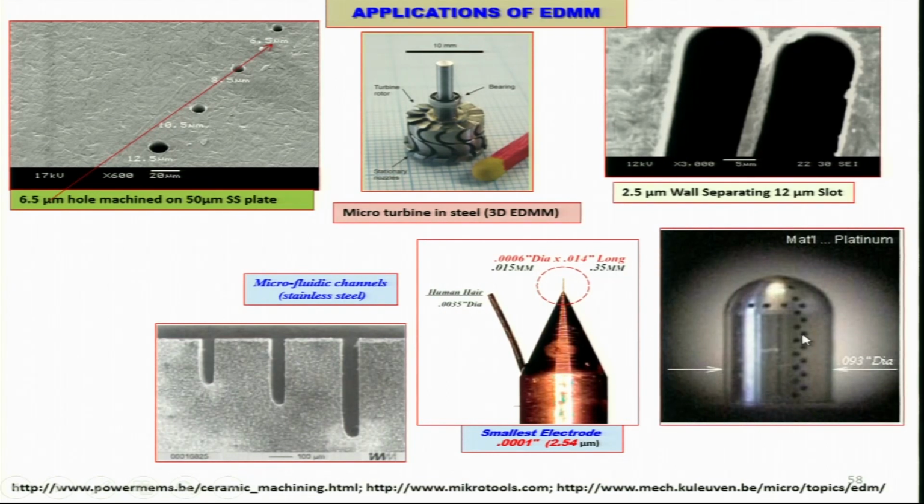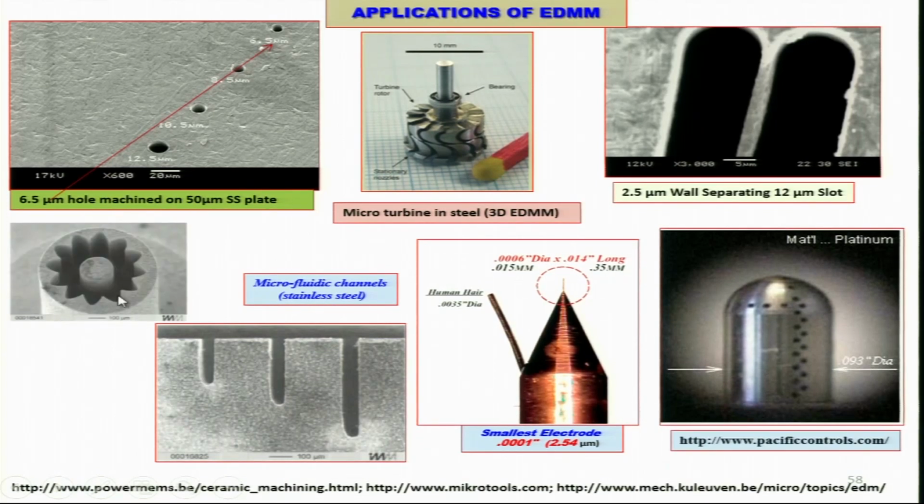Now you can see the micro holes are drilled in this cylindrical component, the material is platinum, which is very hard to machine. This is the micro gear which has been fabricated with the help of electric discharge micromachining. Dimensions are not given here, but all those dimensions are in micrometers.